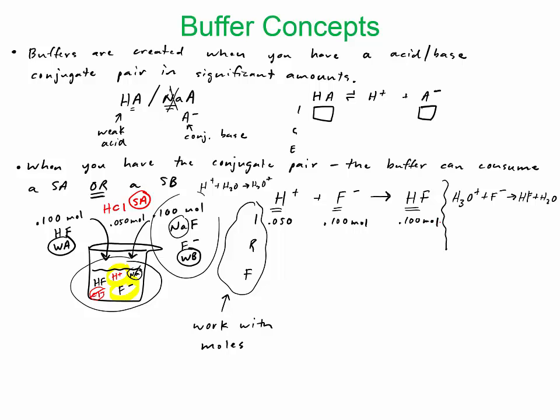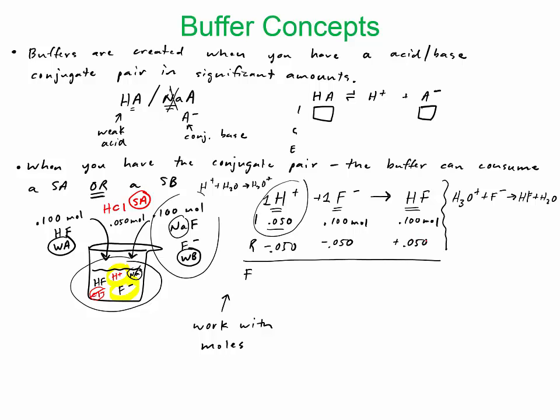And the great thing about most of these buffer problems is everything is happening in a one-to-one relationship. So it's easy to tell which one's going to run out, which one is limiting. So the one that runs out is going to be the H plus, because they're reacting in a one-to-one ratio, and you have less of it. So this is going to be minus 0.050. Let me get rid of that squiggly line. Minus 0.050. Of course, our reactants decrease over time, and our products are increasing over time. So this will be plus 0.050 on an ICE table. So this is 0. This will be 0.050, and this would be 0.150 moles.